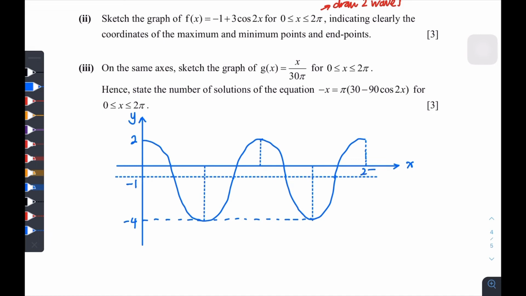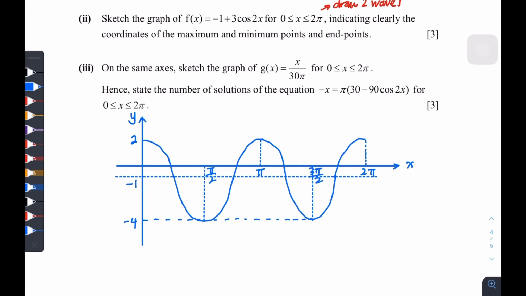360 degrees is 2 pi. Half of this is 1 pi. Another half is pi over 2. This would be 3 pi over 2. I think maybe I would draw nicer. Pi over 2 over here, 3 pi over 2 over here.